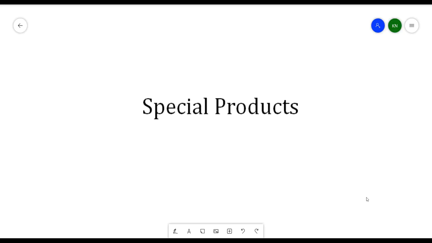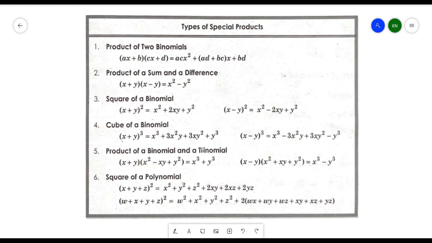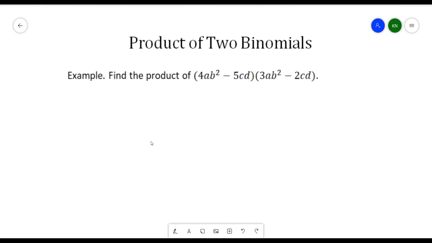Hello everyone, so for today's video we will be discussing special products. So we have here the types of special products. We have product of two binomials, product of a sum and difference, square of a binomial, cube of a binomial, product of a binomial and a trinomial, and the square of a polynomial. So in this video we will be discussing and we will be having examples of each of the following types of special products. So now we will be discussing product of two binomials.